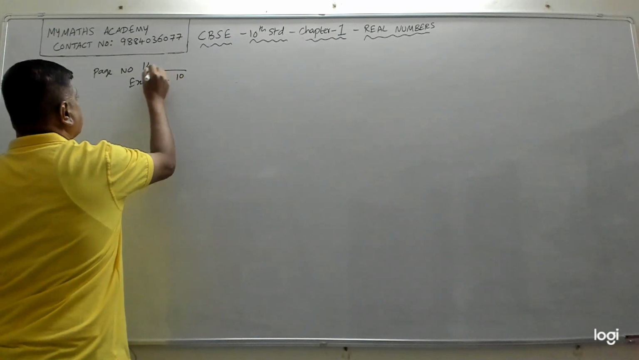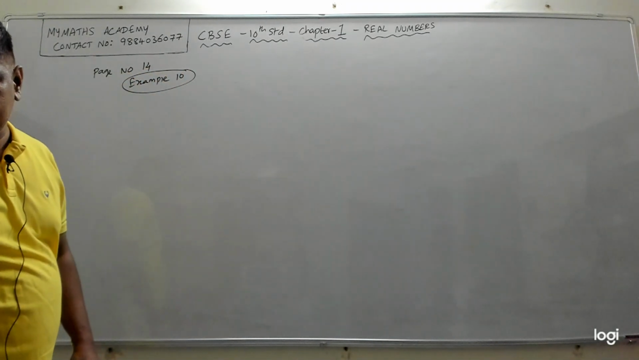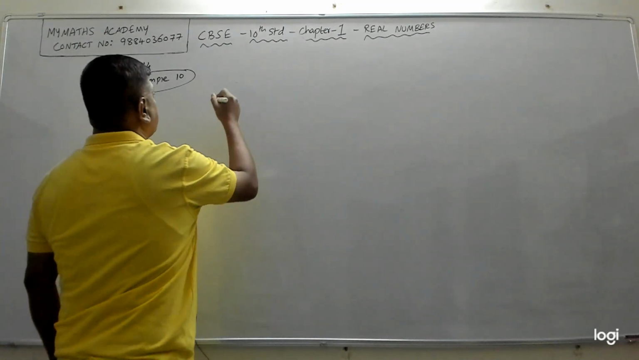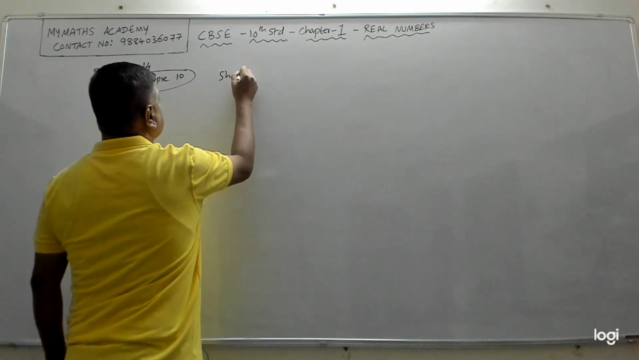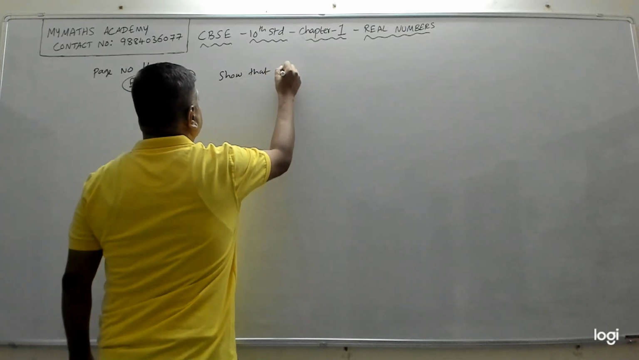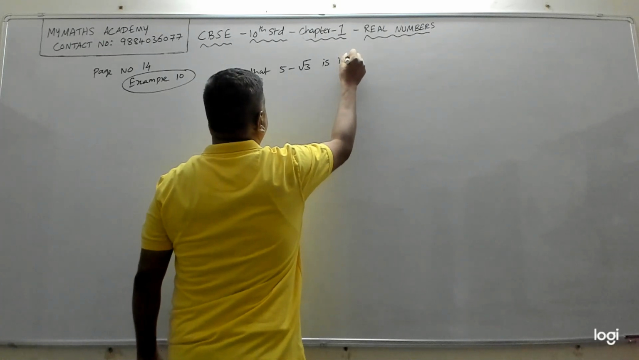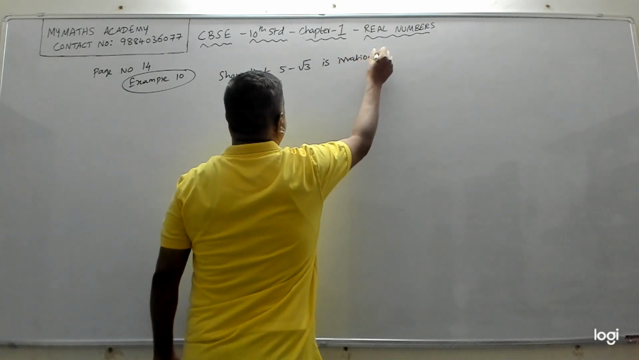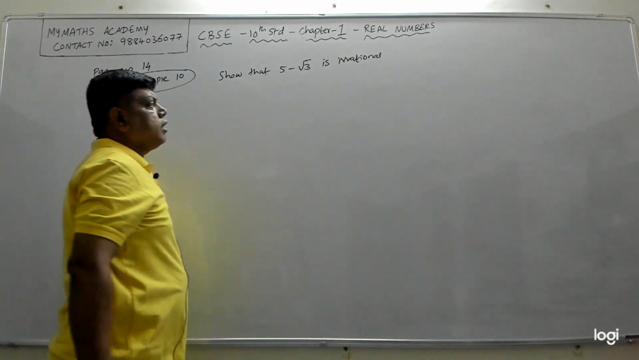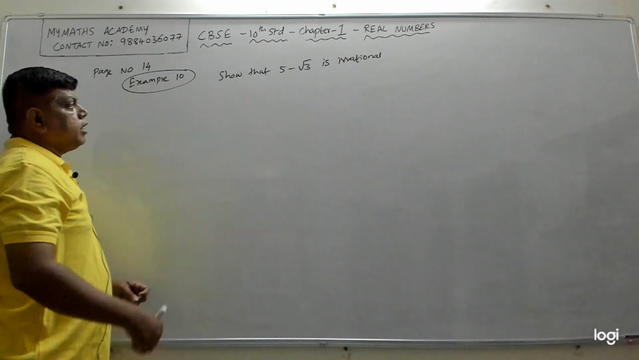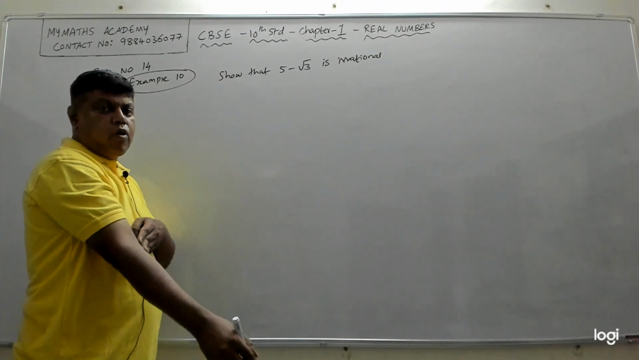Example 10. What it says is, we have to prove or show that 5 minus root 3 is irrational. We have to prove this. That 5 minus root 3 is irrational.